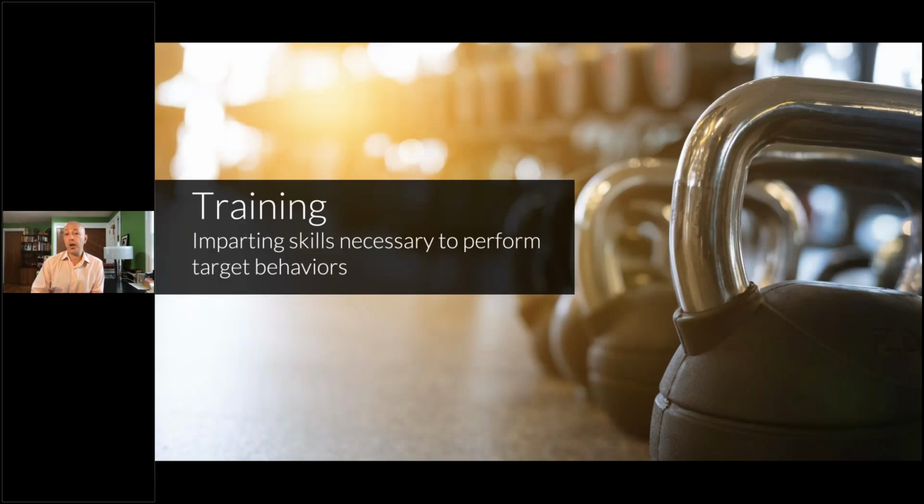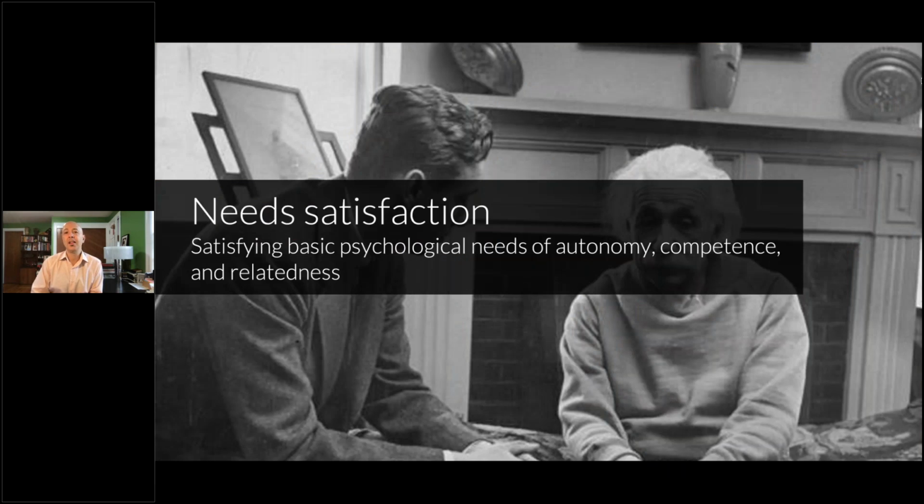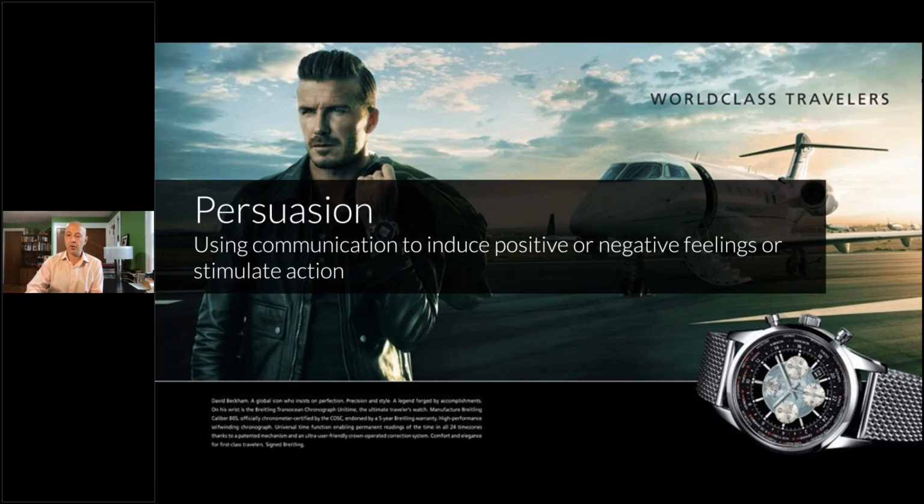We can think about training people to impart the skills necessary to perform behavior. That can, again, address physical or psychological capability. It also has an effect on motivation. As our skills improve, so does our sense of confidence and self-efficacy. We can satisfy psychological needs in terms of our sense of confidence, in terms of the relationships we have with other people, in terms of our own autonomy.